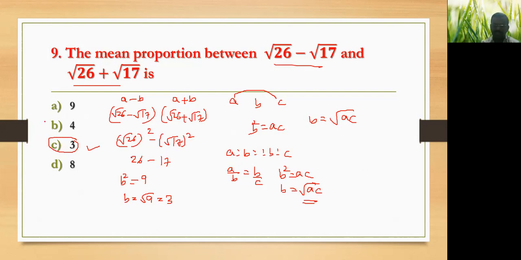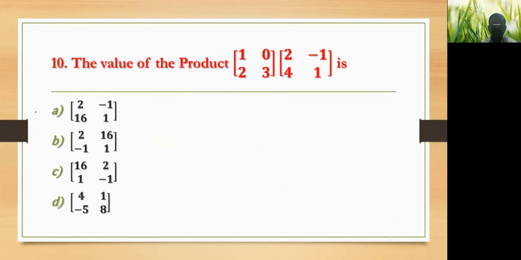Now we move to the next question, question number 10. The value of the product 1023 and 2 minus 141 is. Here just go with the product, that is 1023 into 2 minus 141. So we have to make a product. I already mentioned, correct? Instead of touching all elements, observe which element is different.